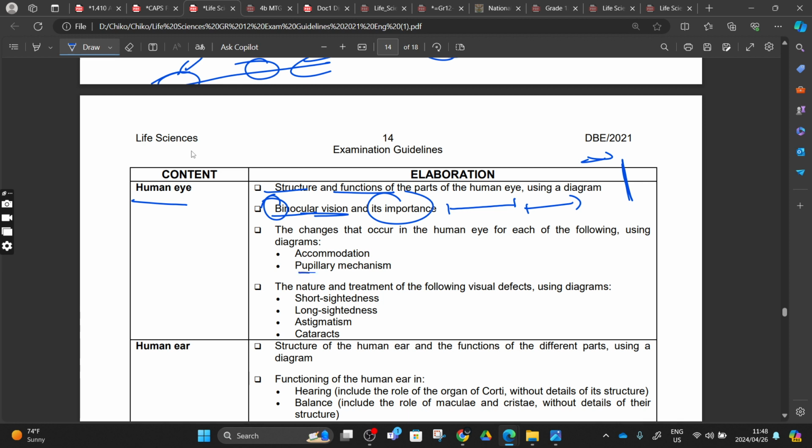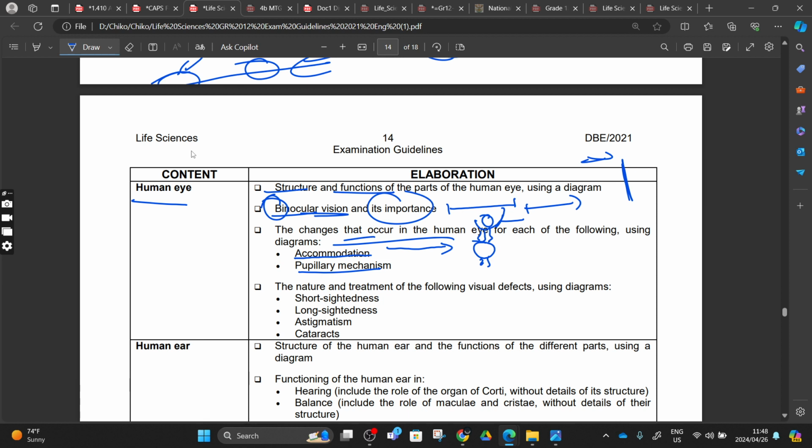Then we did accommodation and the pupillary mechanism. When we say accommodation, it's when your lens is shifting its shape so that it will accommodate something that is coming near to your eye. While something is moving closer to your eyes, here's what is going to happen: your lens is going to become bigger, and this is brought about by our suspensory ligament slackening or loosening up. This is brought about by our ciliary muscle contracting, bringing down our ciliary body. So you know this now, right? This is accommodation.